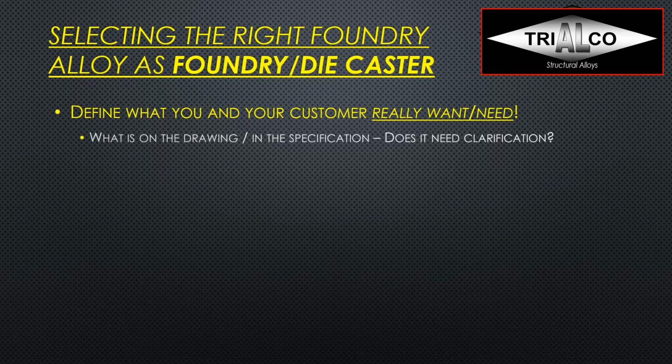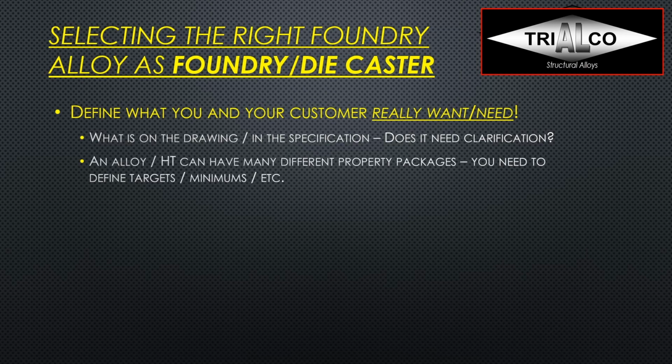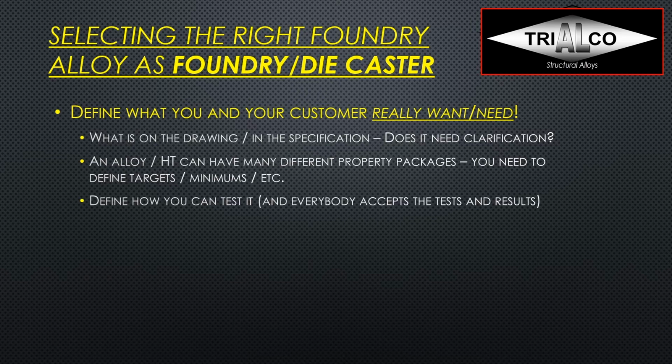That's what you want to tell or communicate to your metal supplier. So obviously you look at what is on the drawing, what is in the specification, and does it need clarification? An alloy or heat treatment can have many different property packages, so you need to define targets and you need to find minimums, etc. Don't just assume it. Don't just assume your metal supplier will know what you want to do.